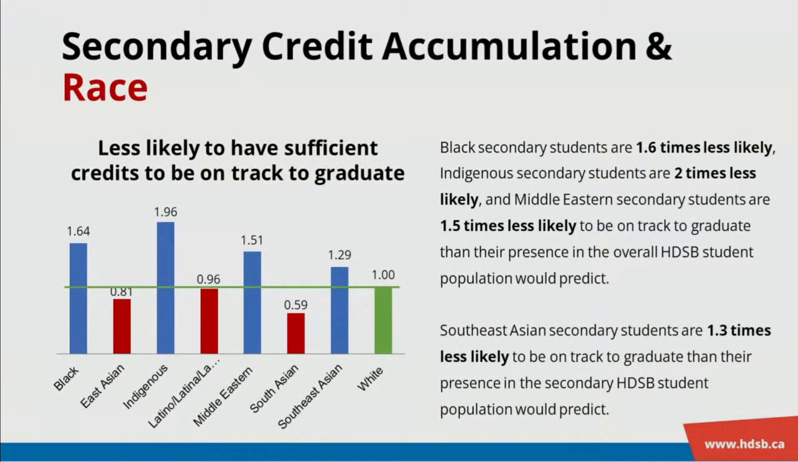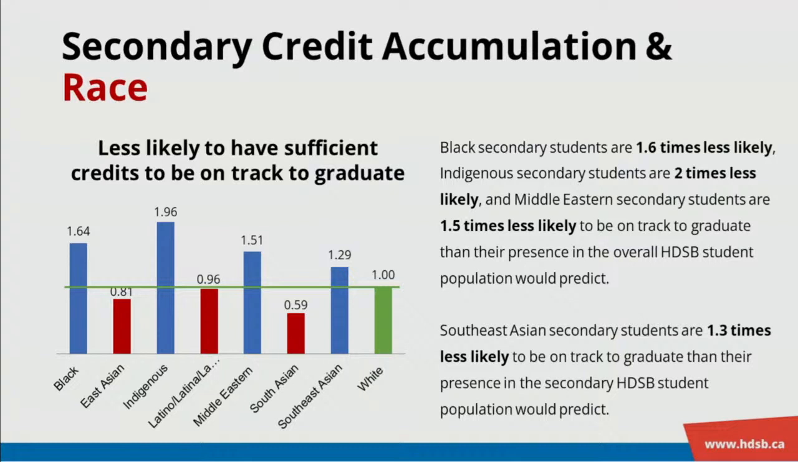Next, we looked at secondary credit accumulation, and here the disparity indices indicate students were less likely to have sufficient credits to be on track to graduate. And that was defined by the very specific grade the students were in. So we looked at grade 9, grade 10, grade 11, and grade 12, and looked at whether they had achieved the required number of credits that would put them on a path to graduate by grade 12.